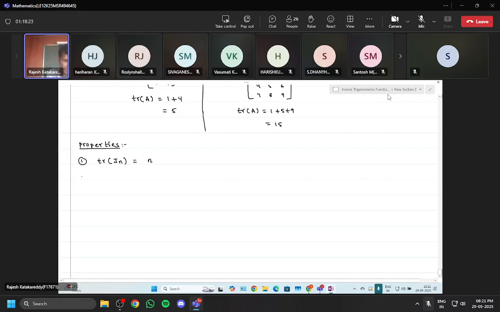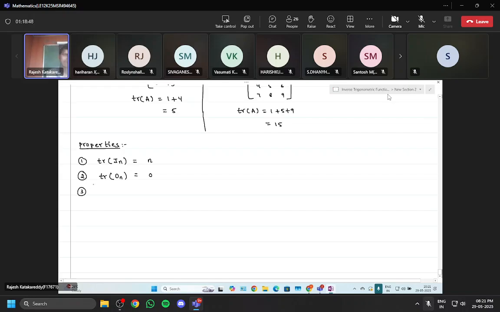Now, if I am taking any empty matrix or null matrix, trace of matrix O, which stands for null matrix of order n, a square matrix, it should be 0. Trace of identity matrix is n, trace of null matrix is 0. Don't get confused: small o is 0, capital O is null matrix.